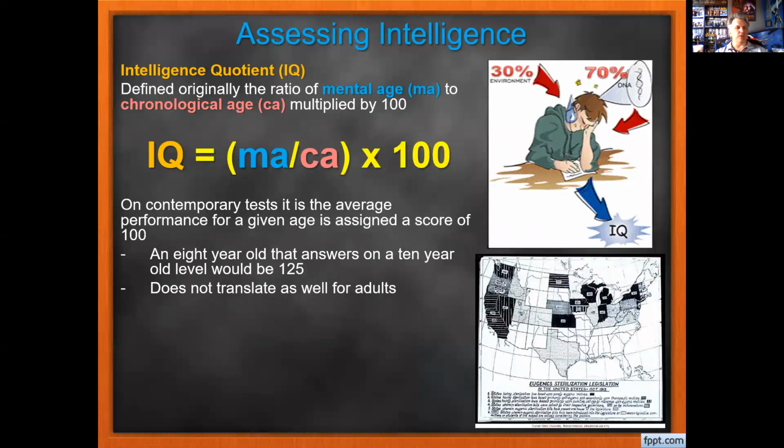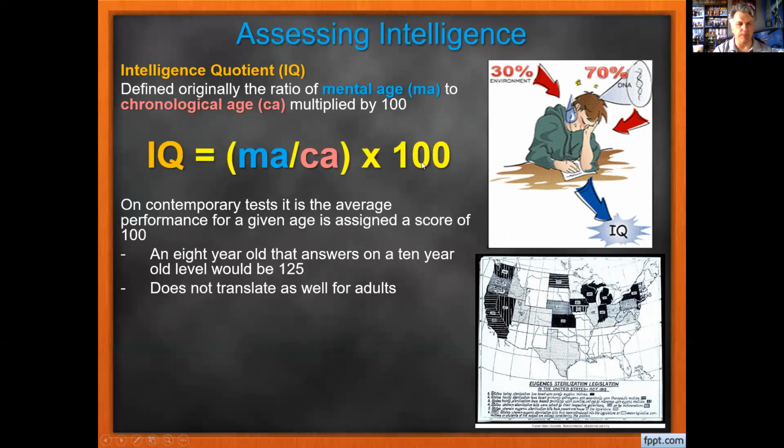So you come up with what is called an intelligence quotient, which is your IQ. You just take your mental age and divide it by your chronological age. So again, if you're an 8-year-old, and you know what an 8-year-old should know, it's 8 over 8 times 100. 8 over 8, which is 1, times 100 is 100. So you have a 100 IQ. If you are an 8-year-old, but you answer on a 10-year-old level, then we have 10 over 8, which is 1.25, times 100 is 125.